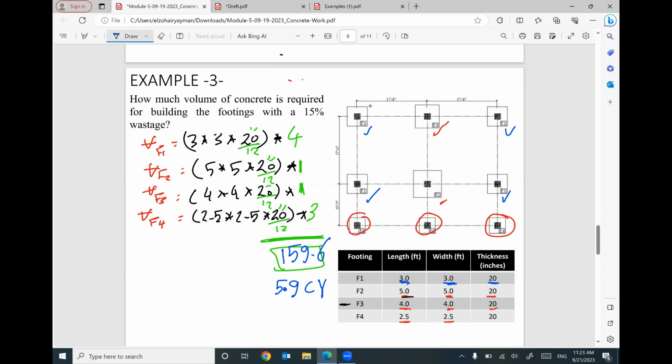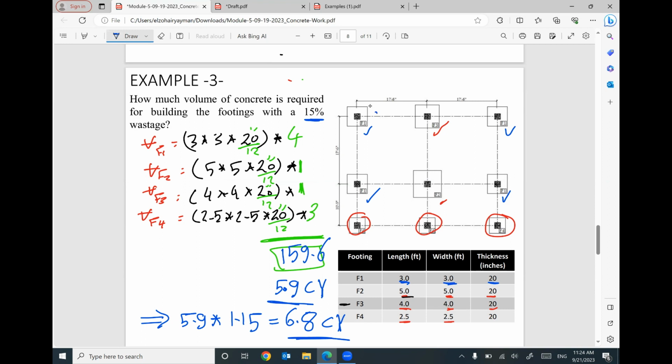Thank you so much. And looks like we have 15 percent extra for wastage. So the final volume will be 5.9 times 1.15 for 15% extra. It will be 6 point something, 6.8 cubic yard. So I need to call the company to order 6.8 cubic yard to pour just the 9 footing.